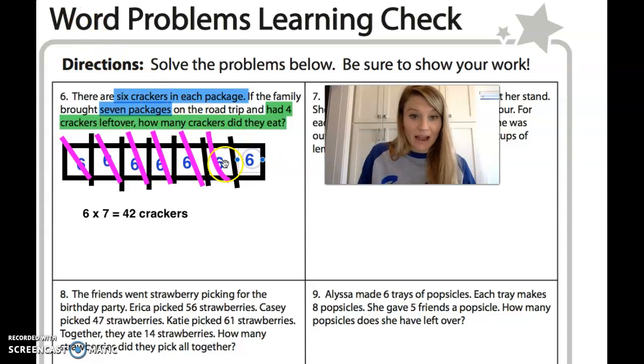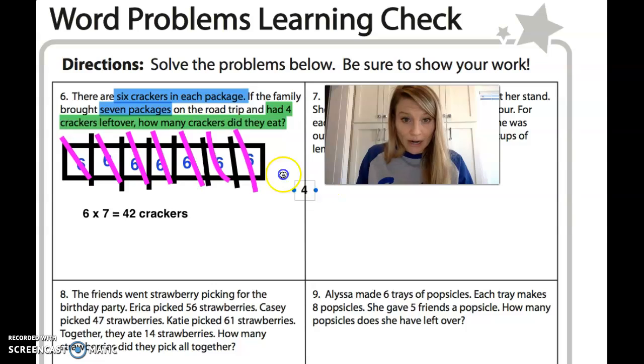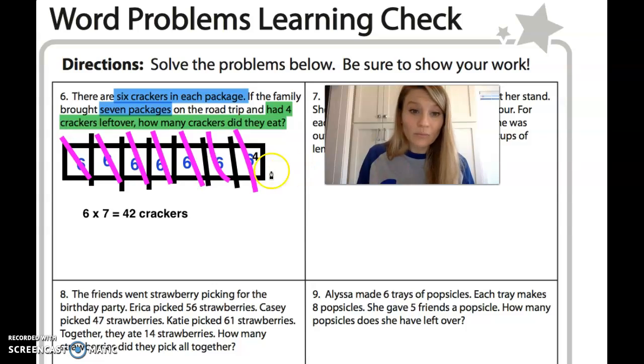So I can cross this out, which I'm going to do. But instead of having all 6 left over, there looks like there is 4 because it told me there's 4 crackers left over in here now. I'll put a little 4 right there so I don't forget. So how many crackers did they eat? Well, 6, 12, 18, 24, 30, 36, 37, 38. They ate 38 crackers.